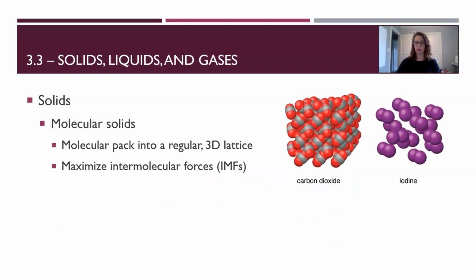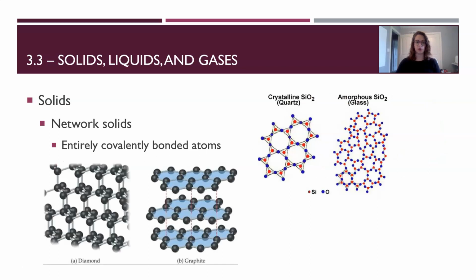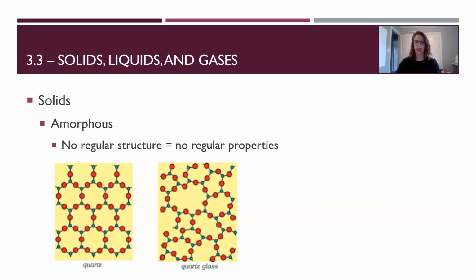We have molecular solids, which are molecular compounds packed into a regular 3D lattice to maximize the intermolecular forces. We have network solids, which are made up of entirely covalently bonded atoms. We have amorphous solids, which have no regular structure and therefore no regular properties.